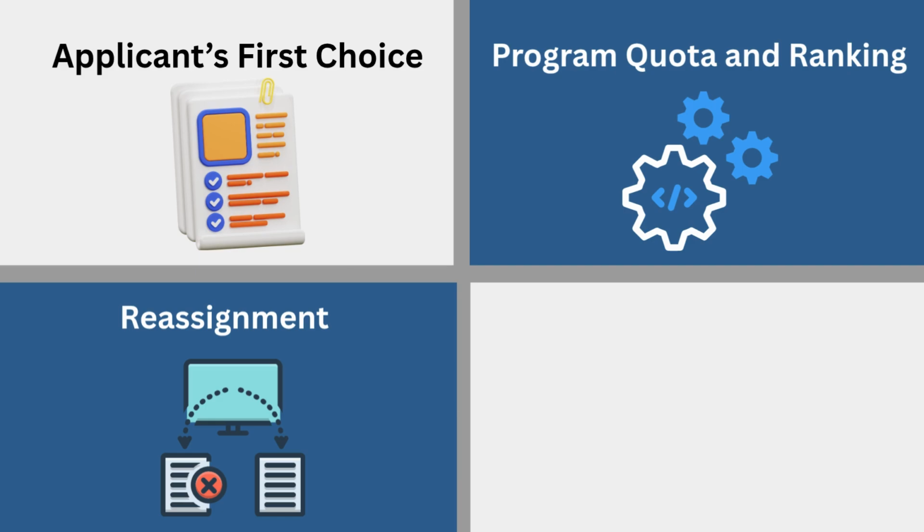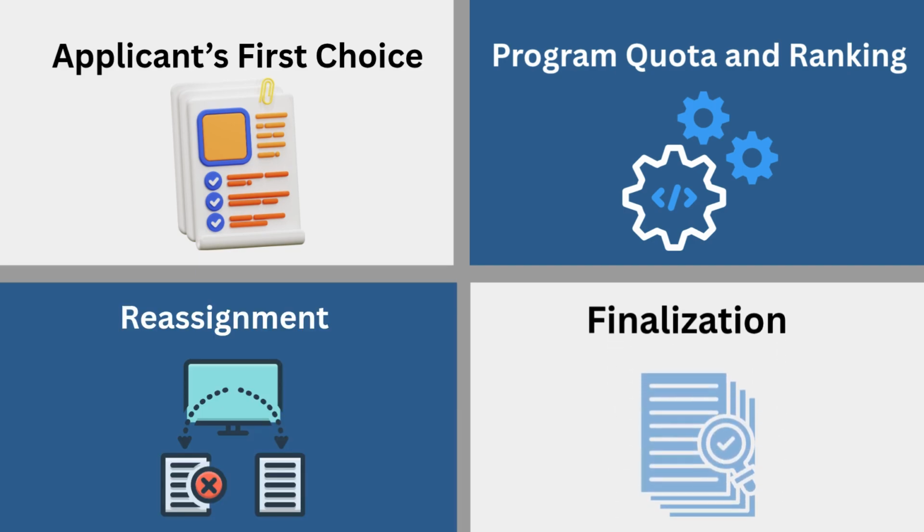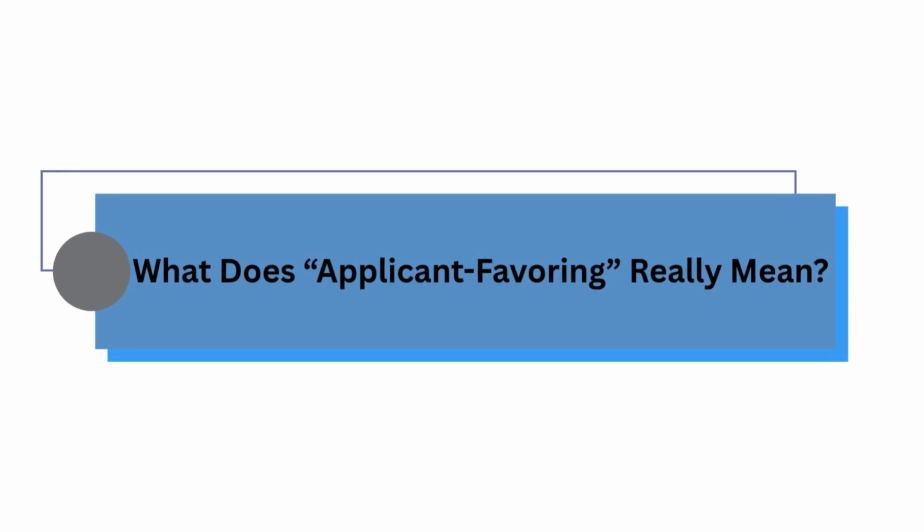The process repeats for every applicant until all possible matches are explored. Step 4. Finalization. Once the system can no longer find better matches for any applicant, all tentative matches are finalized. What does applicant favoring really mean?